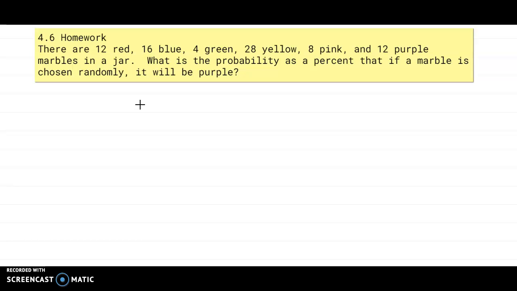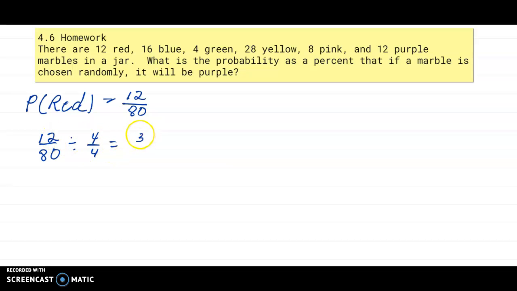In problem number 6, we're asked to find the probability of a red marble. So probability of red equals, there's 12 red marbles out of 80. So the probability of red is 12 out of 80. If I reduce that, I can divide it, let me do it down here, 12 out of 80. If I divide that by a giant 1 in the form of 4 over 4, 12 divided by 4 is 3, 80 divided by 4 is 20, so the probability is 3/20, and they're asking for that as a percent.